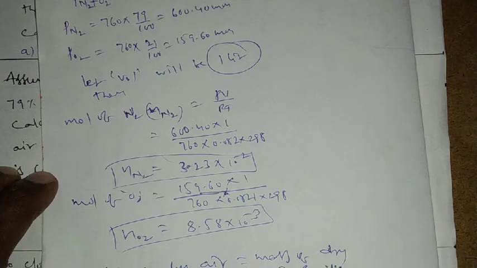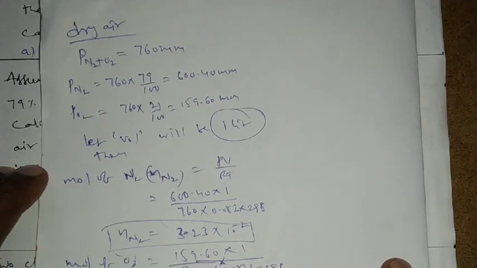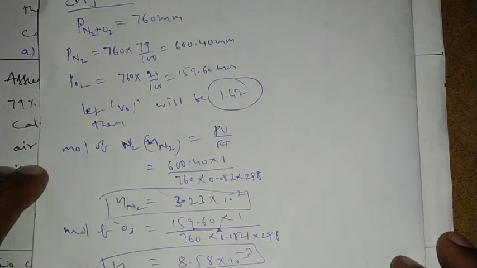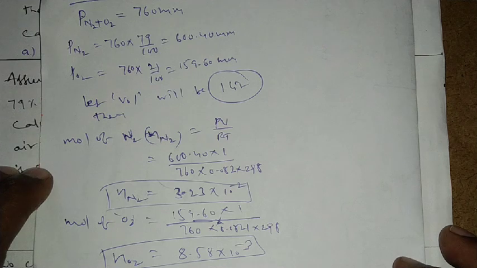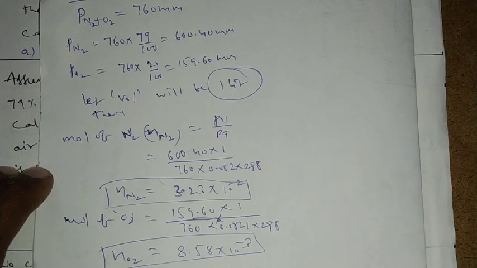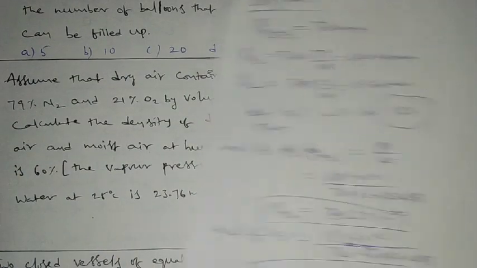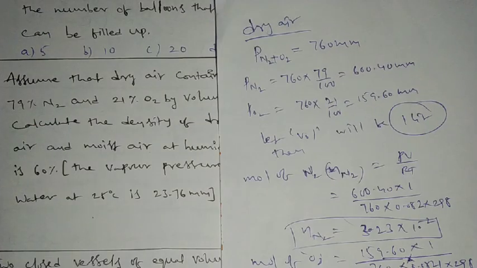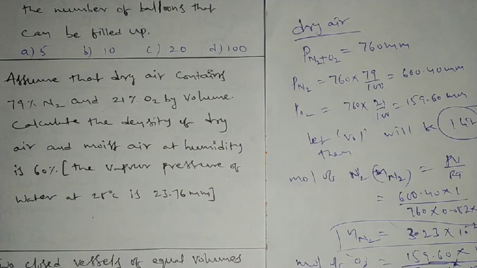In this process, they may ask any type of question. They may ask about the partial pressure of an individual gas, the number of moles, or the density. Whatever it is, the procedure is the same. Is it clear? So only half of the question is completed. Now the second one, they are asking about the moist air. Apply the same process, but including water, because in the moist air, water content is also present.